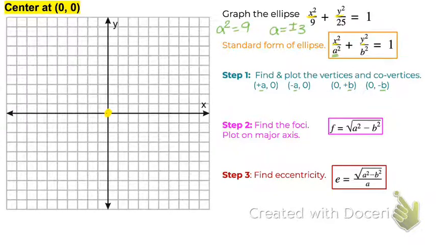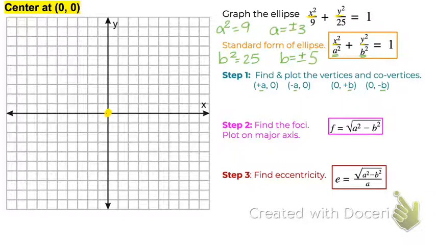And then B squared is the number underneath the y squared. So B squared is 25. So if you think about what that means, B must be either positive or negative 5. So to come up with the points, what this is saying is the edges of our ellipse are either 3 units away from the center or 5 units away from the center.